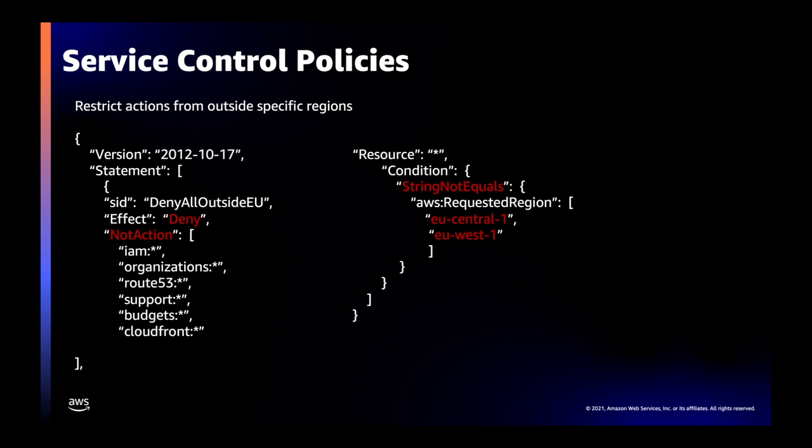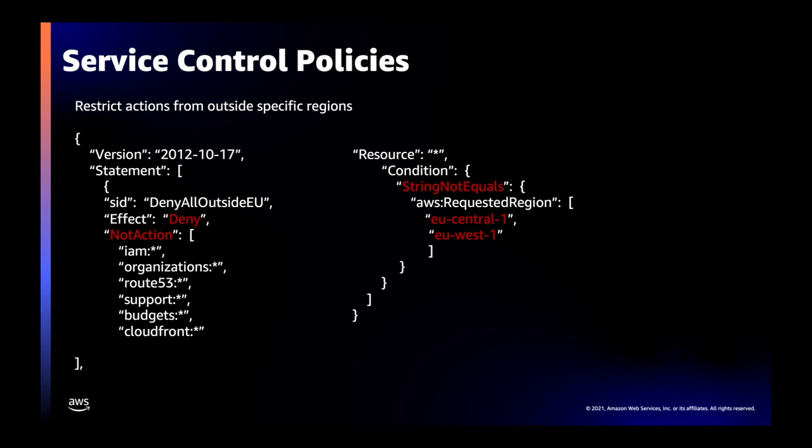And we've also got a slightly more complicated example. So this one restricts certain actions from outside specific regions. The effect on the left-hand side there is deny. So this is an SCP that's denying some action, but it does not deny IAM actions, organizations, Route 53 support, budgets, or CloudFront actions. The reason being, if you look on the right-hand side, we're saying that if a request has come through, and if the request is targeting any region that is not EU Central or EU West, then we don't want to allow any of those actions that are not listed on the left to happen. So this is basically saying people can only do things in EU Central and EU West.